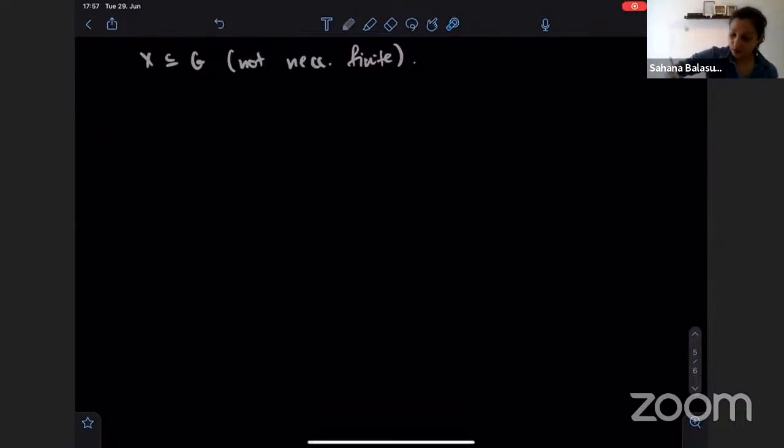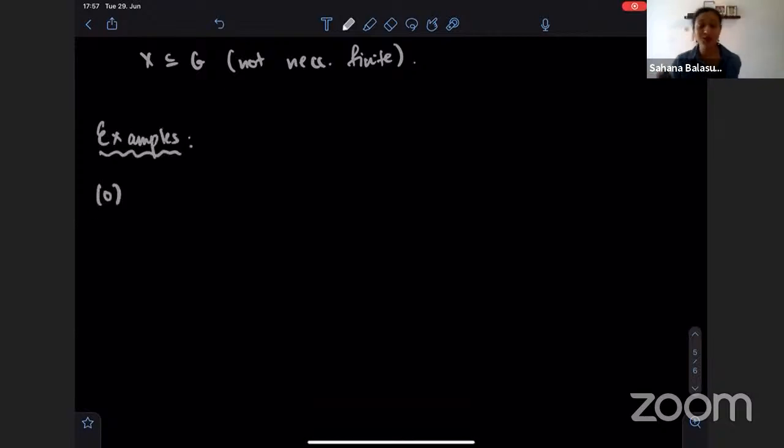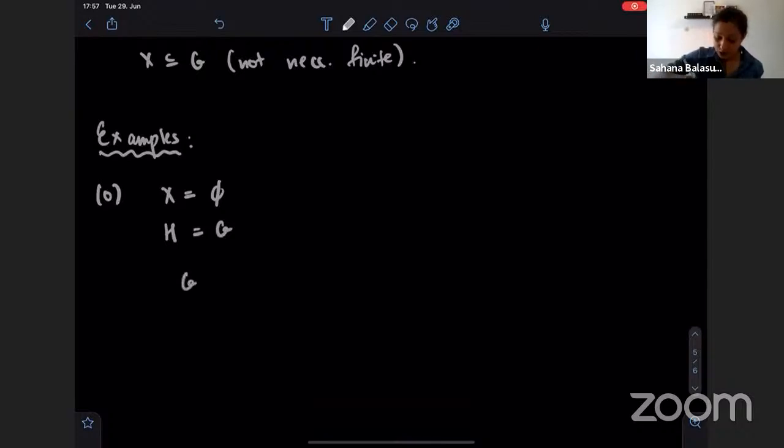Okay, so the first example that I'm going to do is sort of the trivial example. This is sort of the stupidest thing that you could do. I'm going to set X to be the empty set, and I'm going to take the subgroup H to be the complete group G. And then, of course, it is easy to see that G hyperbolically embeds into G with respect to itself, right? And why is that?